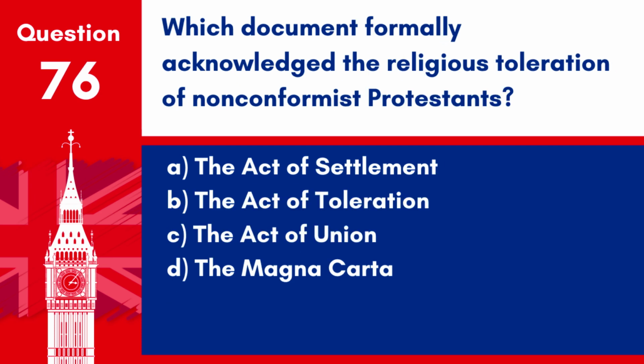Question 76. Which document formally acknowledged the religious toleration of nonconformist Protestants? A. The Act of Settlement. B. The Act of Toleration. C. The Act of Union. D. The Magna Carta.